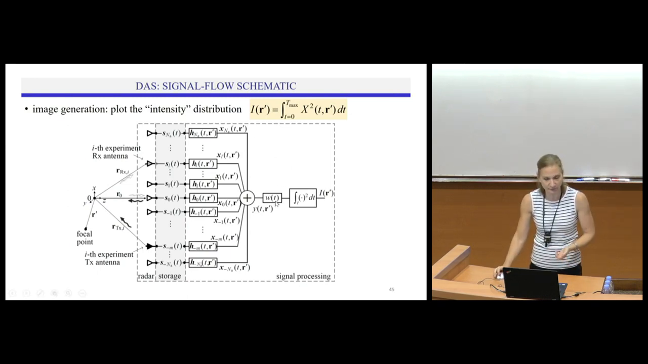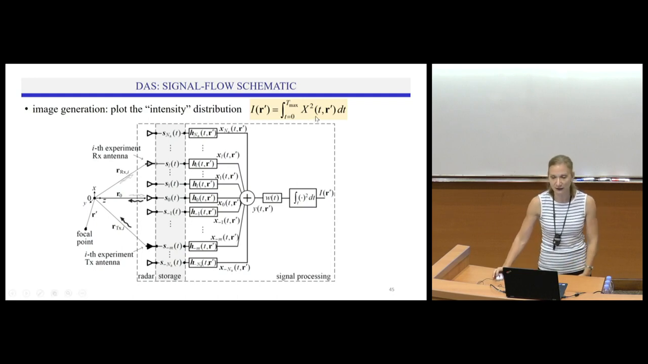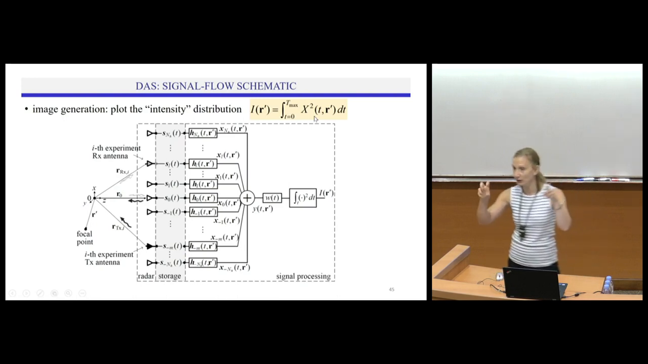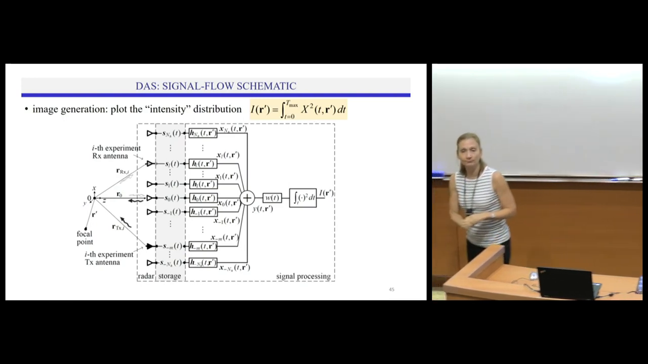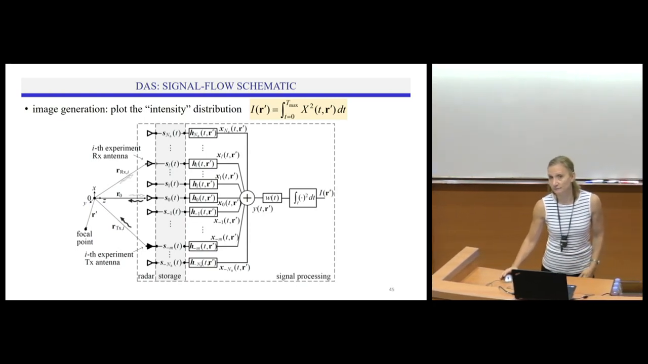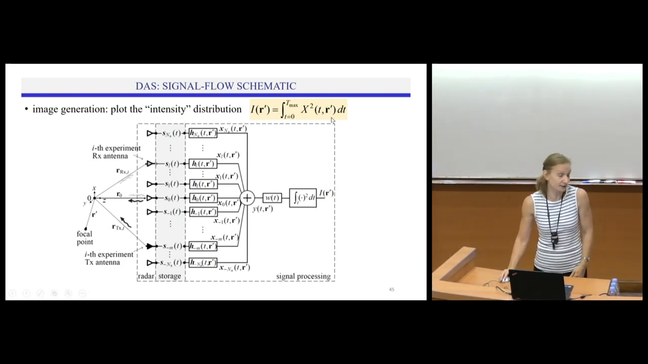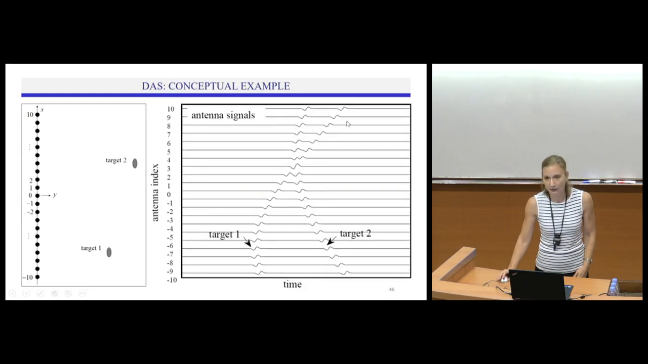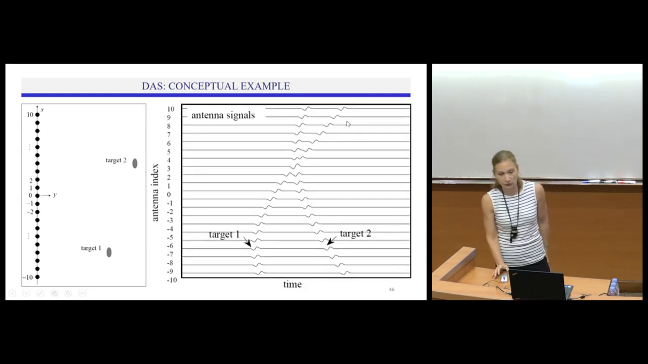This is just a windowing function to clean up garbage like clutter, radar clutter from other objects. And then finally, what is your image? You just integrate in time x squared, the energy of the x function, the cross-correlation function. And that is what your image is. That is really a qualitative image. There is no way you can get quantitative information with this sort of image.